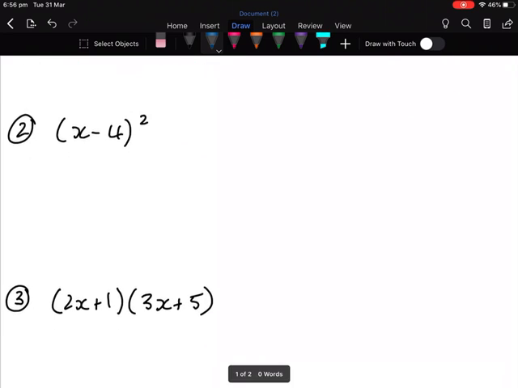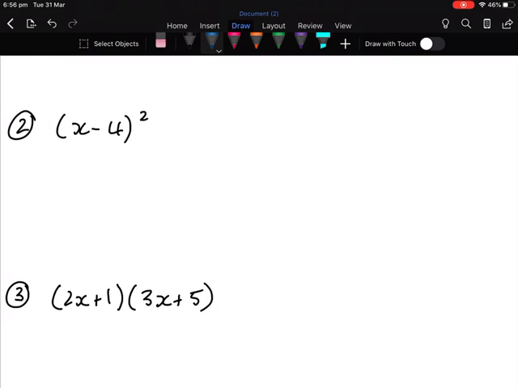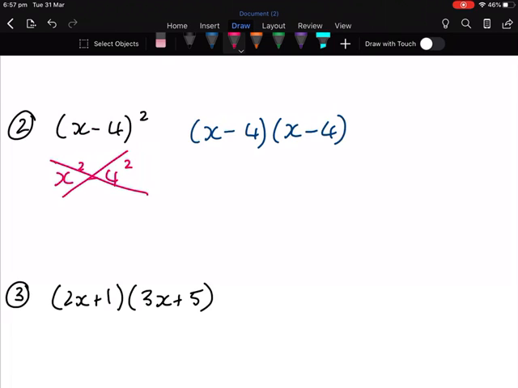All right, let's do another example. This one, we've got x take 4 squared. The first thing we need to do is rewrite this as x take 4 times x take 4. Some of you might have thought this could be written as x squared take 4 squared, but that is incorrect. That only works when there's a multiplication or a division in there, but we can see this is x take 4, so we can't distribute the 2 across the two terms. So we have to write it as a binomial product.